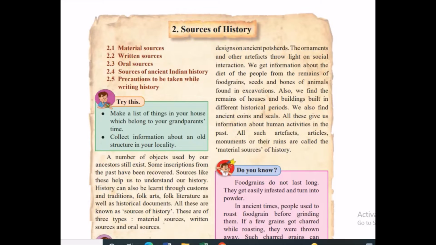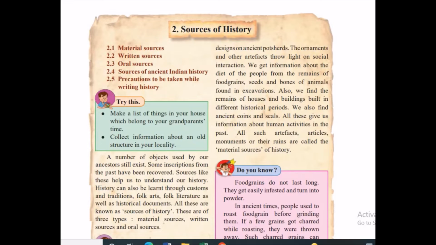Standard 6, Sources of History, SSC. My dear students, as you all know, history is the study of the past. The person who writes history is a historian.